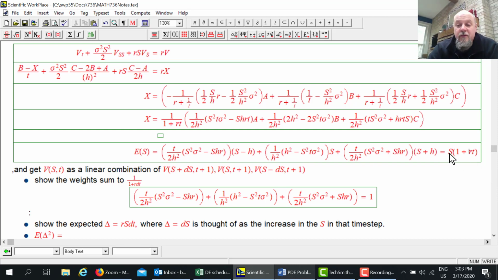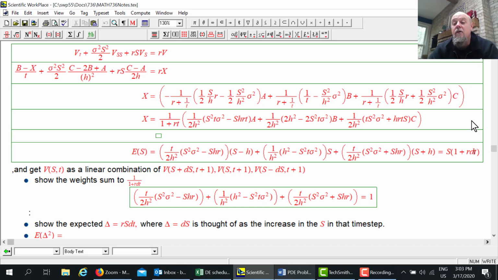So basically the stock then just grows. The expected value of the stock going through one time step is just take that value of the stock and multiply it by 1 plus R dt. I'll put the dt in there. So basically our stock is just increasing in value by the time value of money.